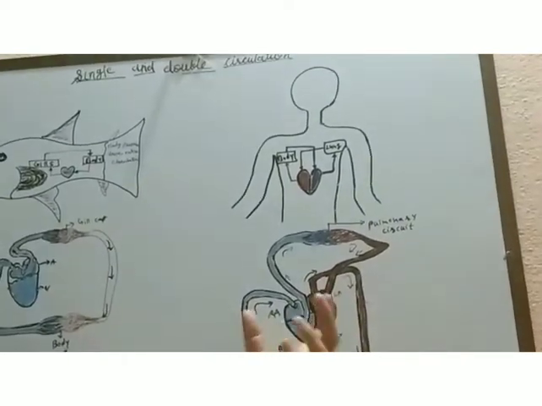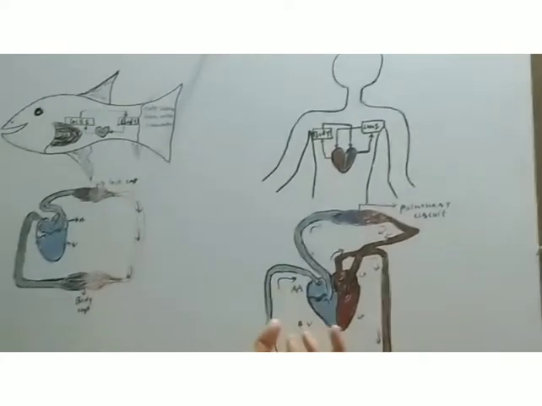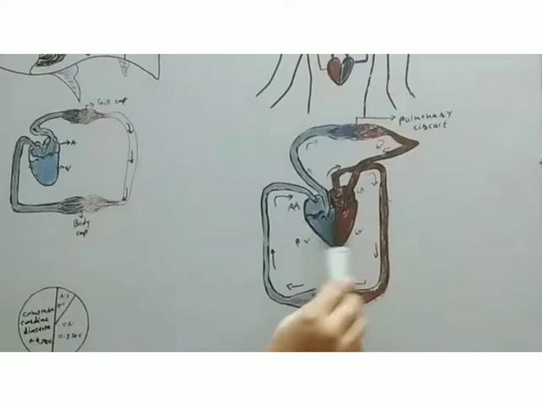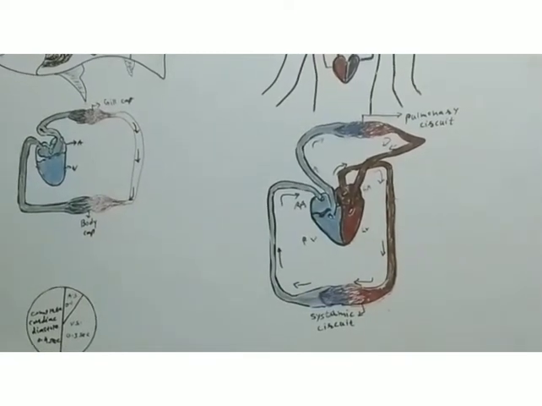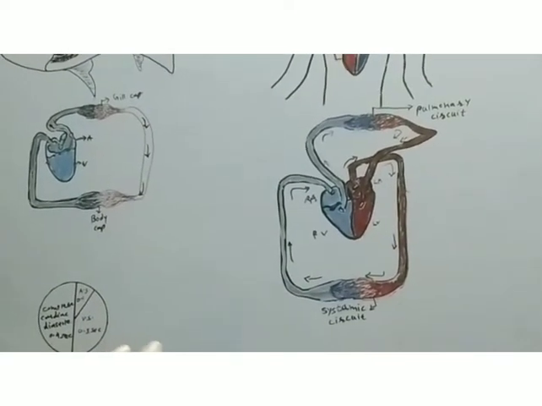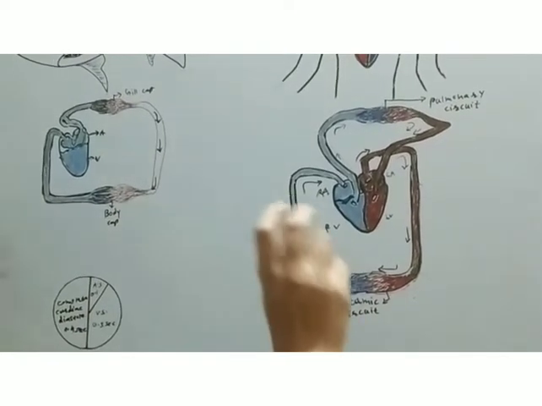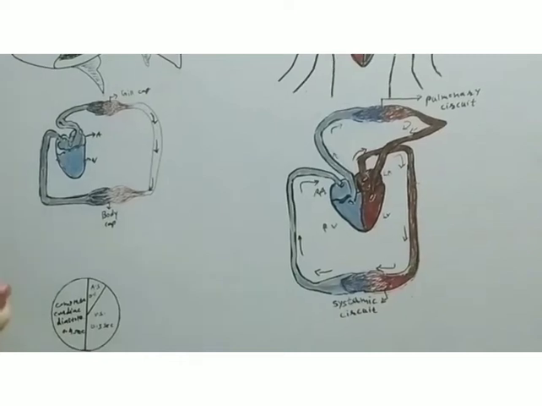Student, this kind of circulation takes place only in birds and mammals. In these organisms, the heart is 4-chambered and prevents the mixing of deoxygenated and oxygenated blood. The mixing of blood does not take place here.